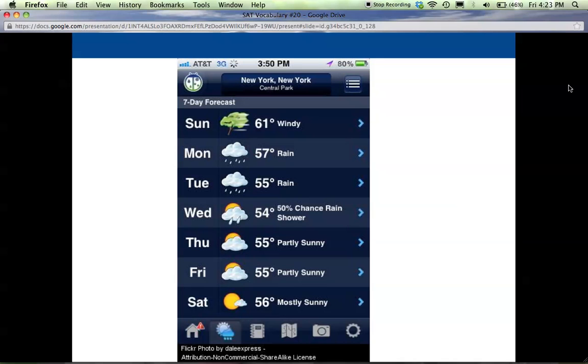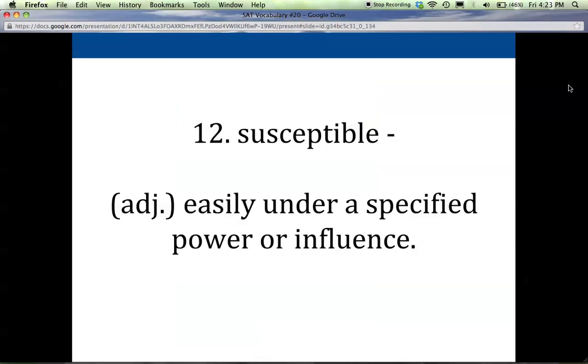It's 55 and partly sunny, 55 partly sunny, 55 mostly sunny. So there's not a big change. The change for the weather will be very slight towards the end of the week.